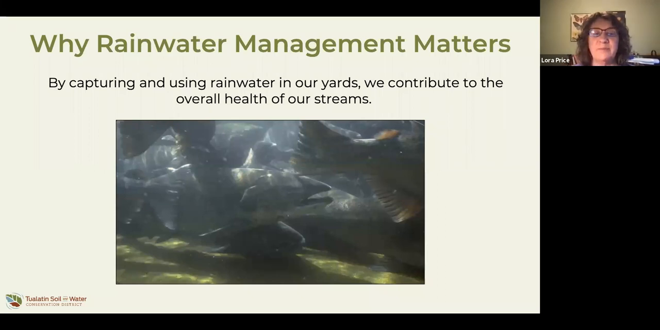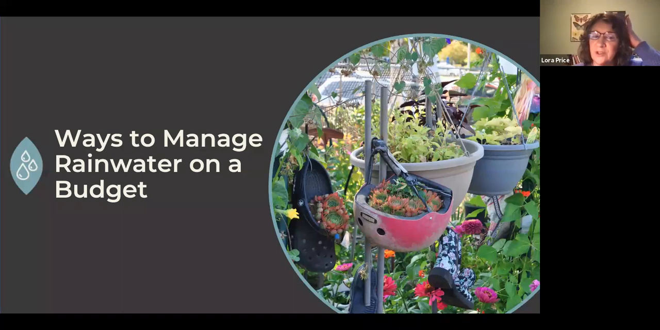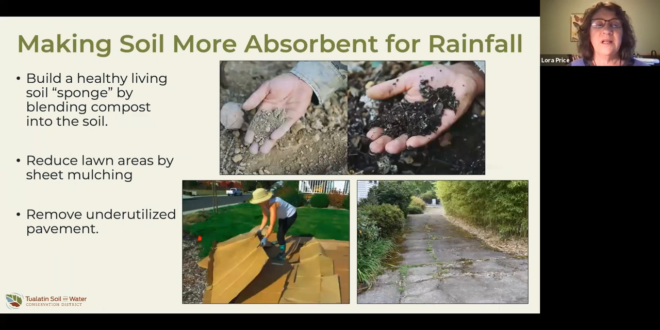So let's look at some of the ways to manage rainwater. We're starting simply, with some of the things you can do on a budget or with limited space. So some of it is just changing your garden practices. And I would say key to that is that you really want to build a healthy living soil sponge, is what we often call it.